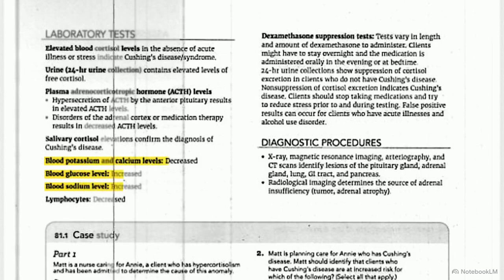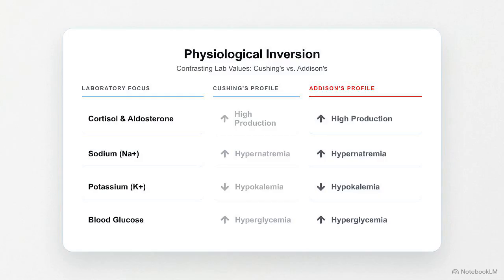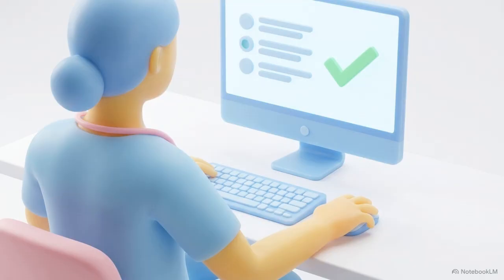These 2 disorders also completely invert electrolyte and blood glucose values. The Cushing's disease lab profile includes hypernatremia, hypokalemia, and hyperglycemia. Again, because Addison's is a hormone deficiency, the lab results flip. You'll see hyponatremia, hyperkalemia, and hypoglycemia. Using this inverse logic gives you a reliable tool to deduce correct lab values on exams without relying on memory alone.